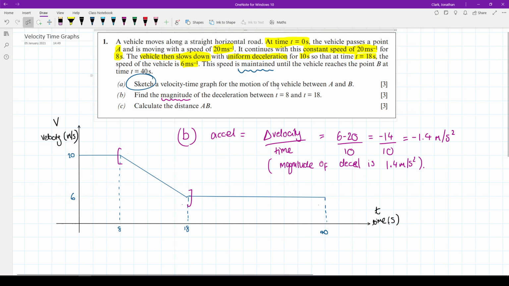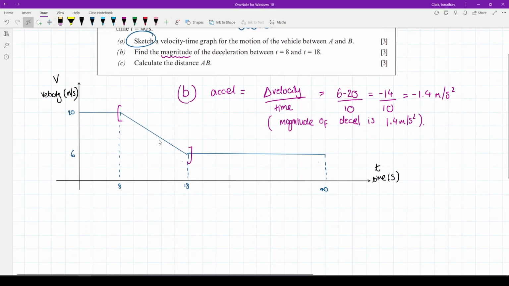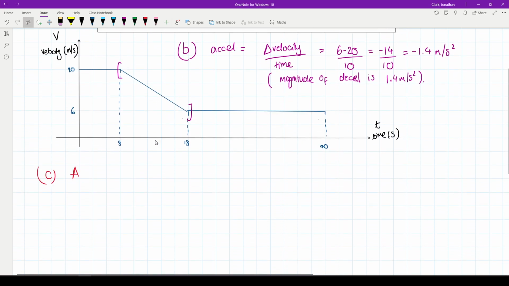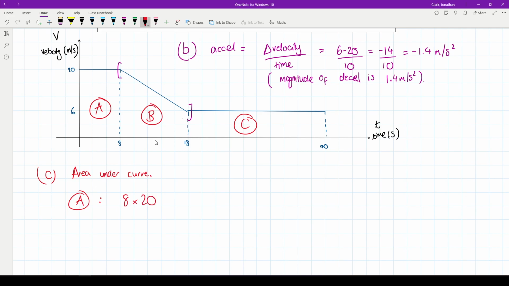Okay, cool. For part C, I need to find the distance AB, and this can be done by finding the area under the curve. So what I'm going to do is work out 3 regions. I'm going to find the area of this rectangle, this trapezium, and this rectangle. So initially we've got a rectangle with base 8 and height 20 gives us a value of 160. That rectangle there represents 160 meters travelled.